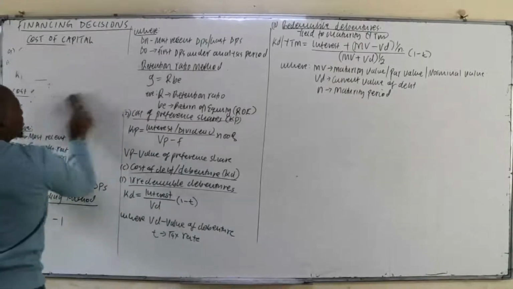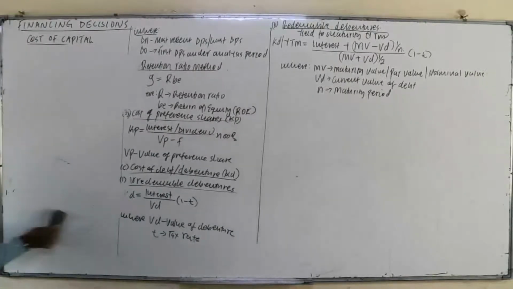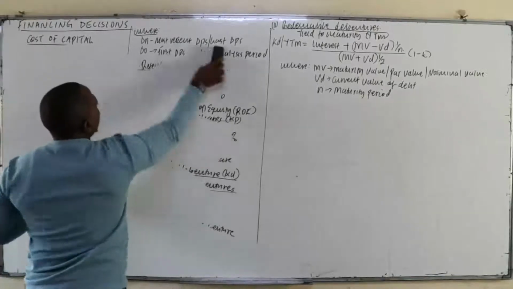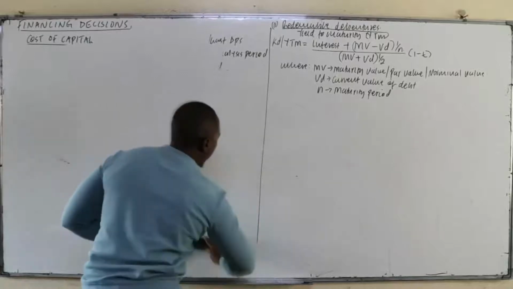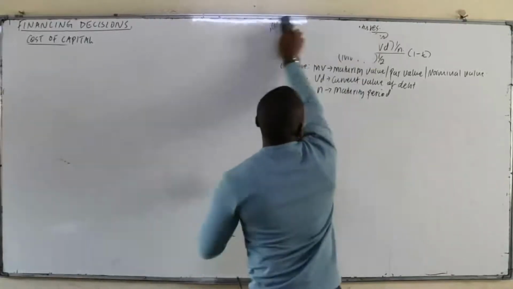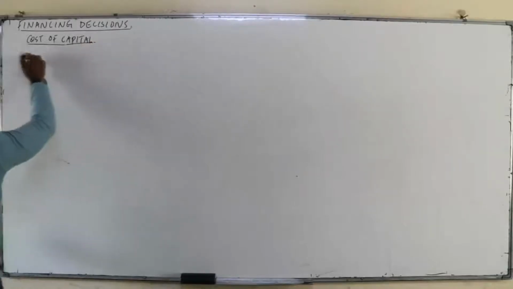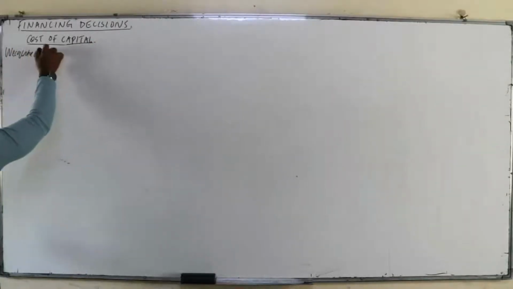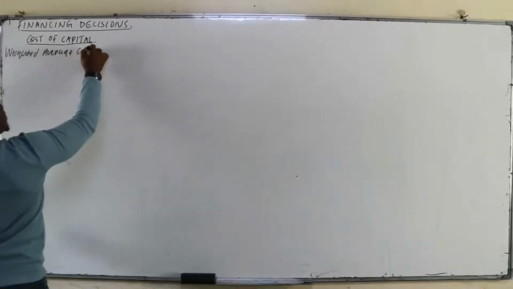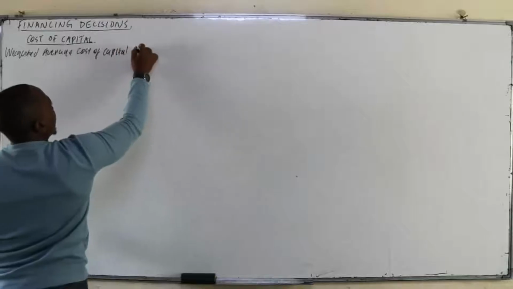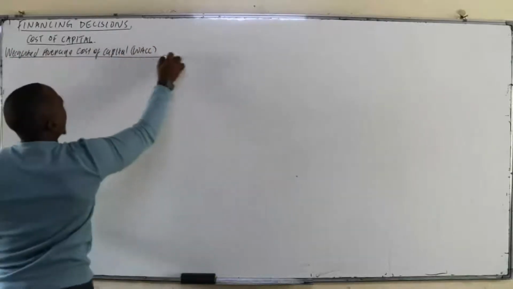So instead of that, I want us to look at something else. A subheading: weighted average cost of capital. That's WACC.